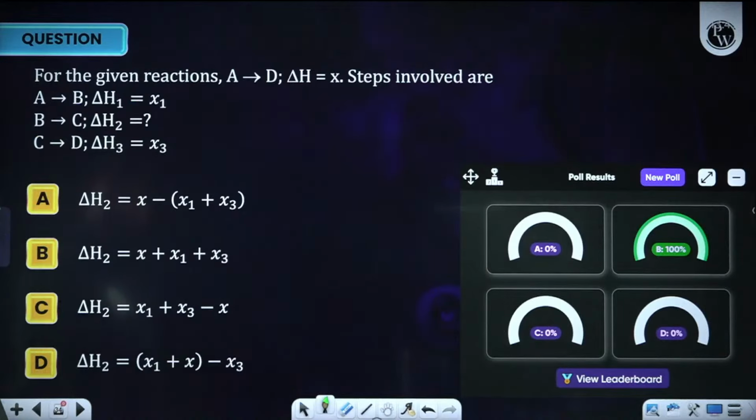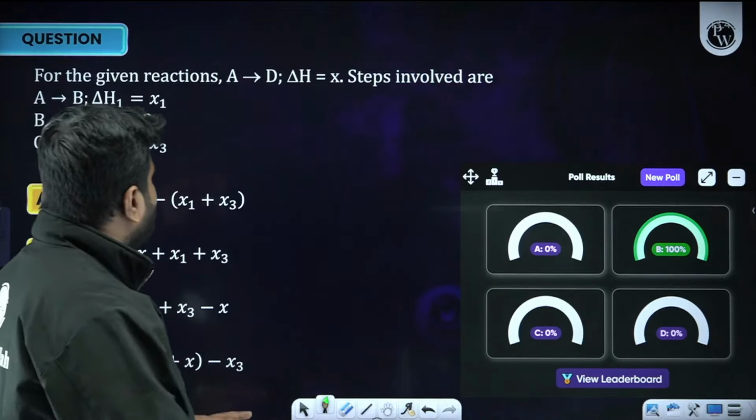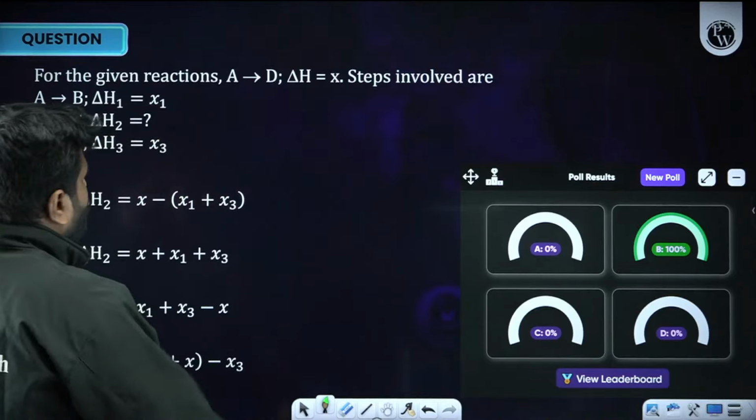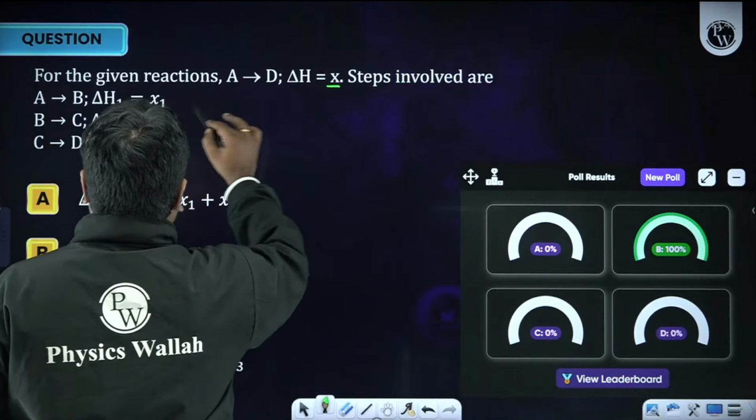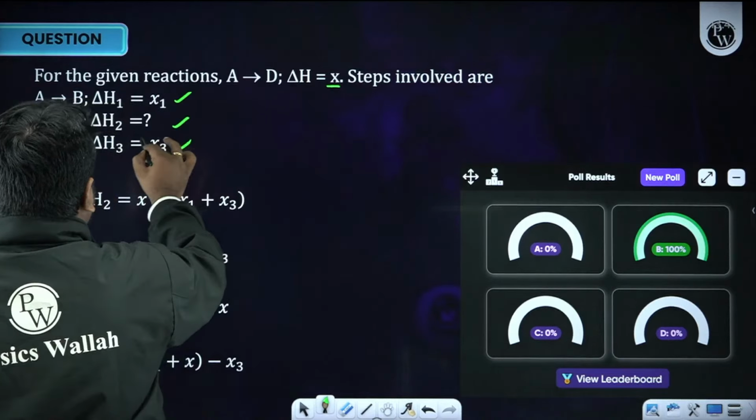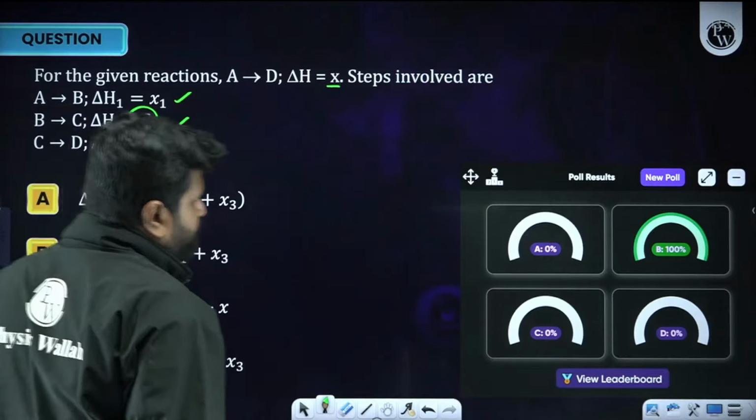Next question. For the given reaction, A gives D, delta H is equal to X. Steps involved are this one, this one, this one. We need to find out delta H2.